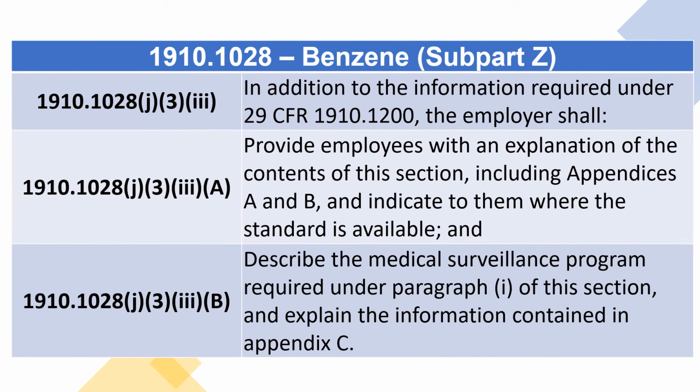1910.1028(j)(3)(iii). In addition to the information required under 29 CFR 1910.1200, the employer shall, 1910.1028(j)(3)(iii)(A) and (B), provide employees with an explanation of the contents of this section, including Appendices A and B, and indicate to them where the standard is available, and describe the medical surveillance program required under paragraph (i) of this section, and explain the information contained in Appendix C.